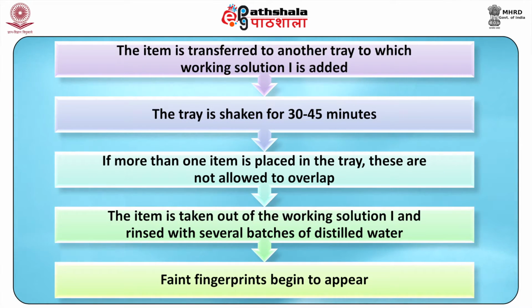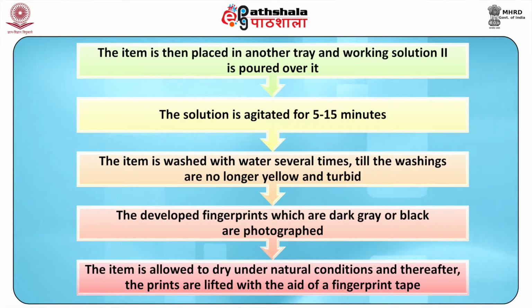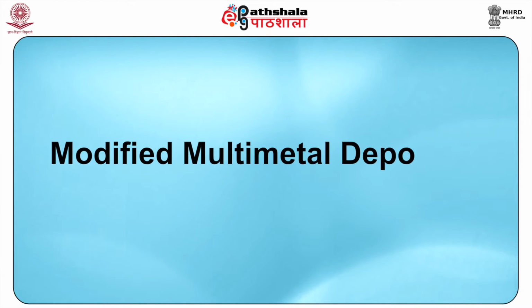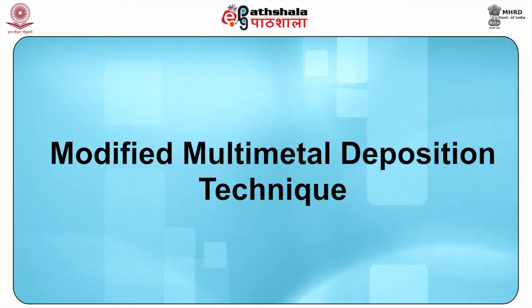Faint fingerprints begin to appear. The item is then placed into another tray and working solution 2 is poured over it. The solution is agitated for 5 to 15 minutes. The item is then washed with water several times till the washings are no longer yellow and turbid. Then the developed fingerprints, which are dark gray or black, are photographed. The item is allowed to dry under natural conditions and then the prints are lifted with the aid of a fingerprint tape. Now let us discuss the modified multi-metal deposition technique.